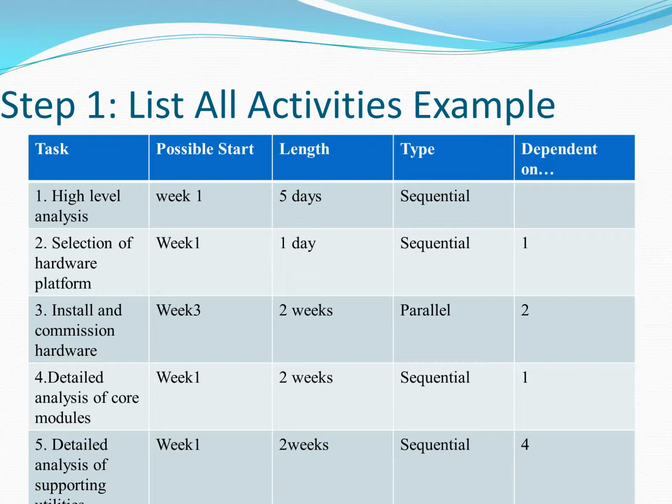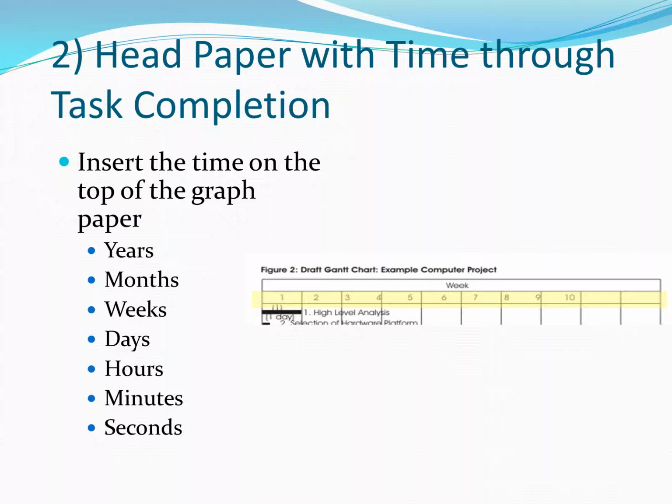So I got number 1 before I could do number 2, and then number 3 can't begin until number 2 is done. Number 4 can begin until number 1 is done, and then number 5 can't begin until 4 is done. So I'll take all that and begin charting that down on my paper.